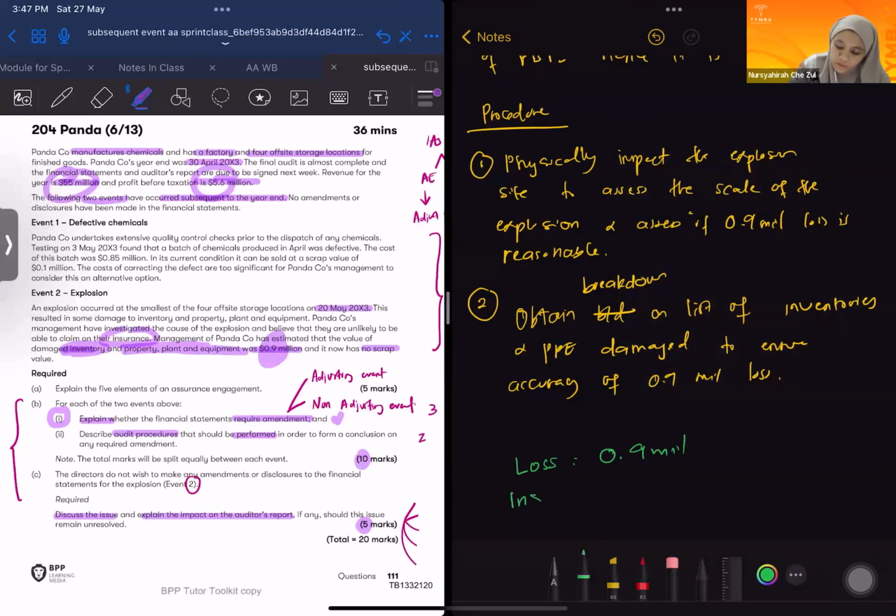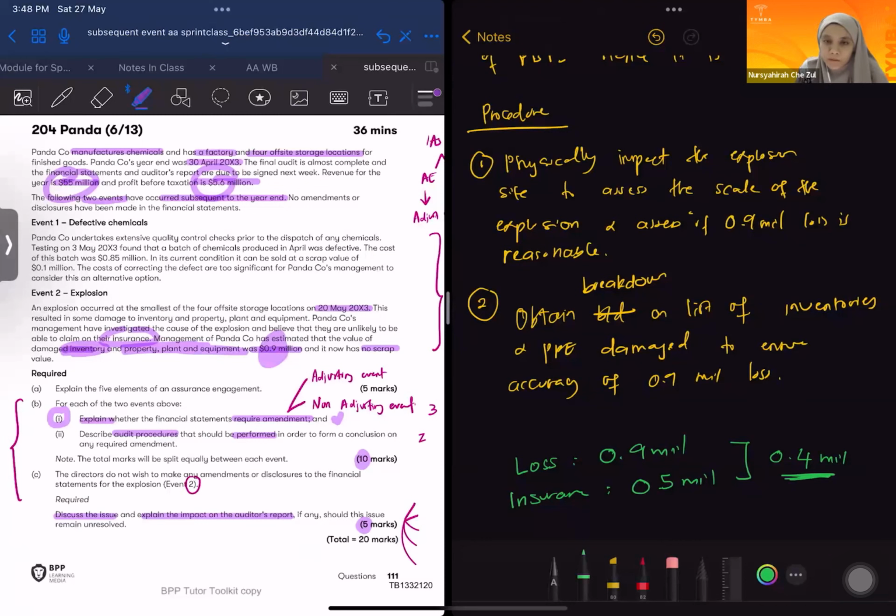Let's say insurance is willing to cover 0.5 million, so the net loss will be 0.4 million. This is AA, because in AAA the treatment is quite different, but in AA they put it this way. So when you calculate the materiality of the issues, you are going to calculate based on the net loss after insurance has already covered.